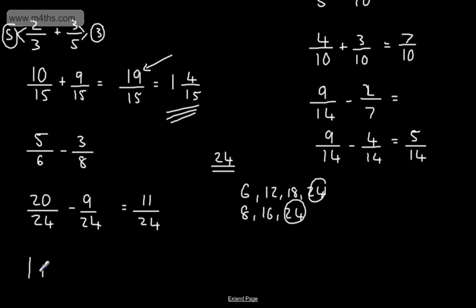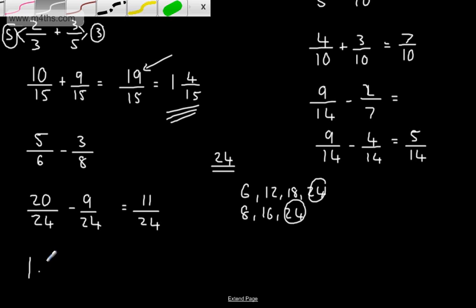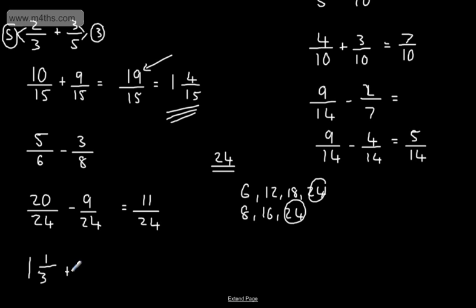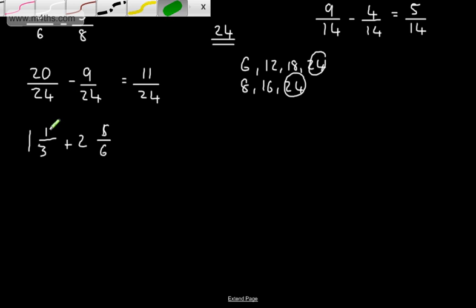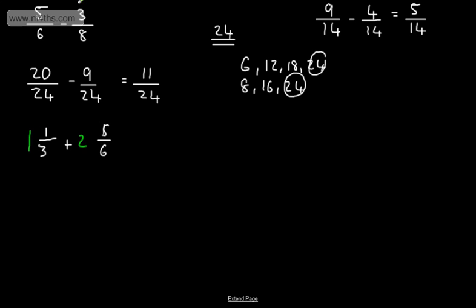Let's just look at a mixed number. Let's do 1 and a third. So 1 and 1/3 plus 2 and 5 over 6. With this one, what I like to do is add the numerators. So 1 and 2 is going to give me 3. So I'm first going to write that I'm going to have 3. And then I'm going to have now a third plus 5 sixths.